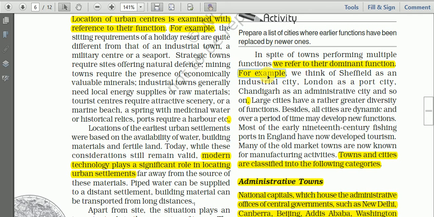Say, for example, we think of Sheffield as an industrial city. Many functions are performed by Sheffield, but the dominant function is that it is an industrial city. Sheffield, you know, is in South Yorkshire county in England. Then we refer to London as a port city, then Chandigarh as an administrative city, and so on. So in this way, we mainly refer to the dominant function.